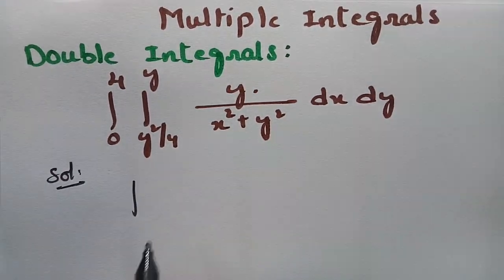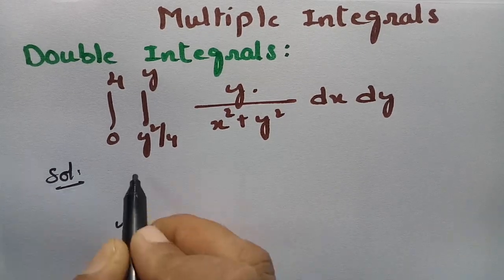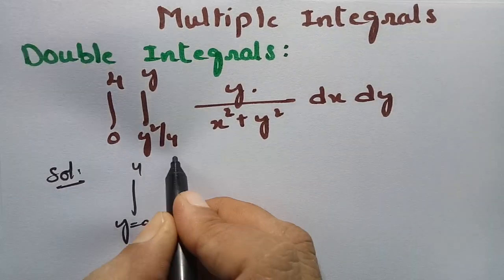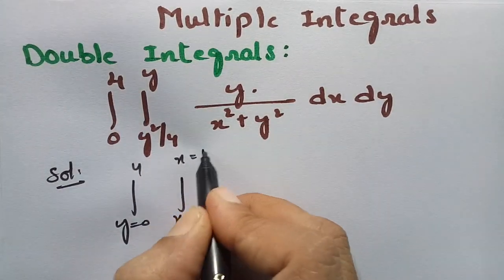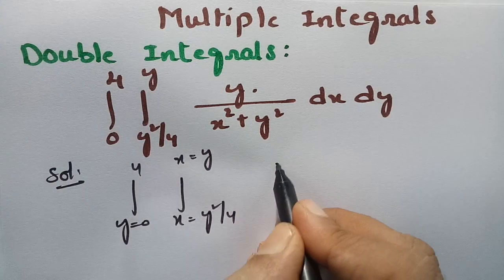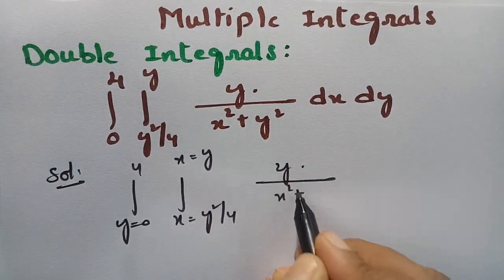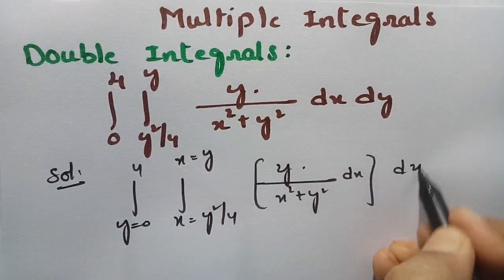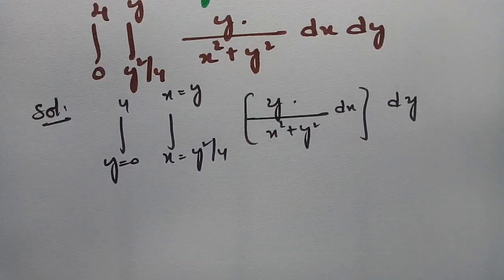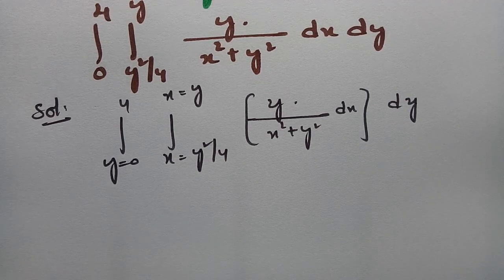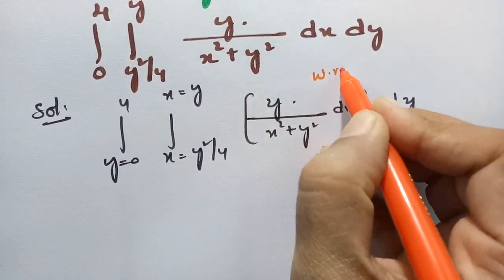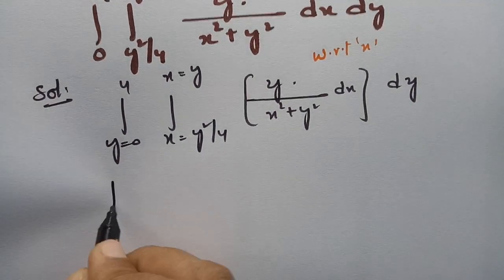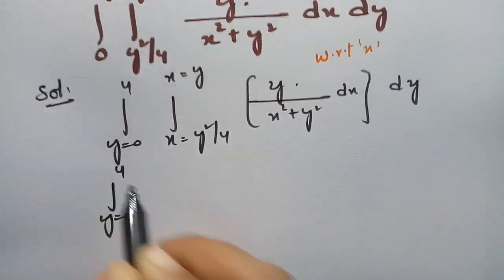So in this, the limits are y is equal to 0 to 4, and the x limits are from y square by 4 to x is equal to y. So first of all, we have to integrate this with respect to x. So first with respect to x we have to integrate. So see here, y is equal to 0 to 4.